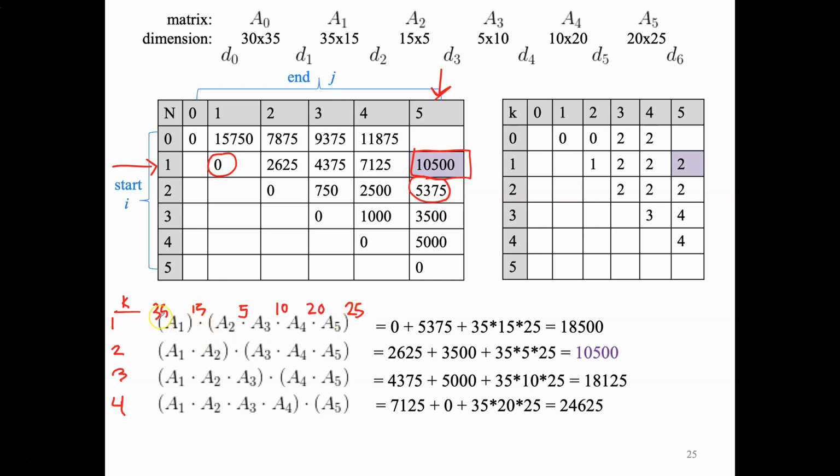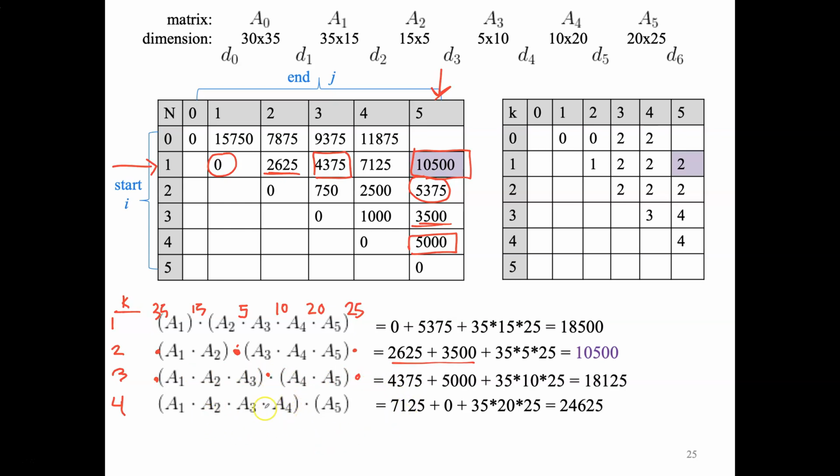So if we split here, we'll have a 35 by 15 matrix and a 15 by 25 matrix, because this is where our starting and end parentheses are. So that's how we get 15 and 25. If we were to split here, we have what it costs to form the left matrix, plus what it costs to form the right matrix, plus the product of those dimensions, which is 35 by 5 by 25. Or if we were to split right after index 3, we've got the cost to form our left matrix plus the cost to form our right matrix plus the product of their dimensions, which is a 35 by 10 matrix and a 10 by 25 matrix.